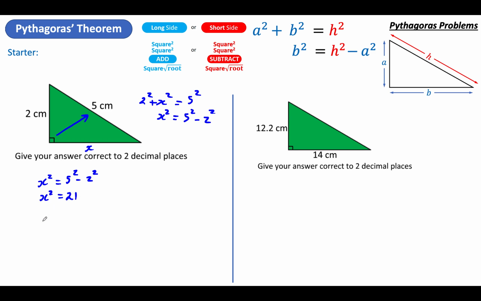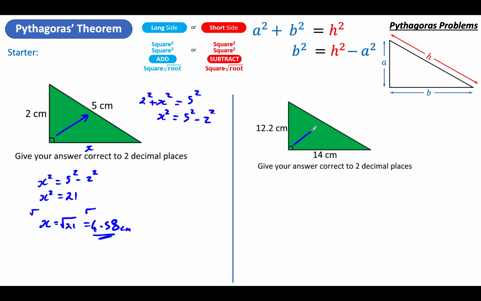But of course, I don't want x squared, I want x, which means I need to square root both sides. So the square root of 21 is, and I'm going to do the rounding straight off here, 2 decimal places, 4.58. Okay, should be pretty comfortable doing our rounding by now. If not, go and get some practice. 4.58, 2 decimal places, and that's centimeters because that's what the question's in.